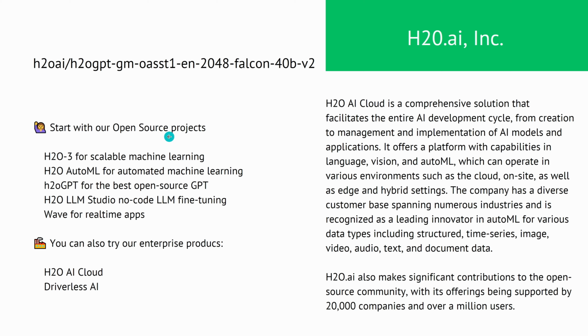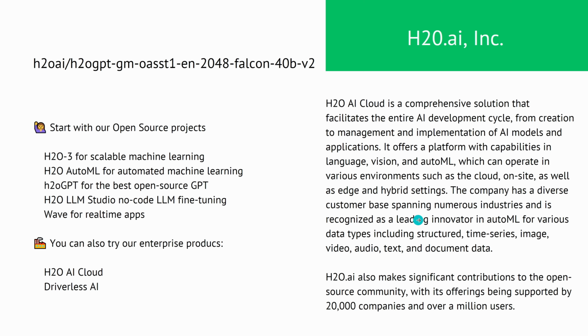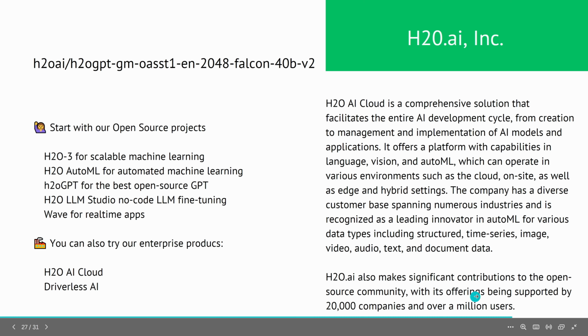And they have a lot of open source projects, AutoML, again, for automated machine learning. Then they have AutoGPT. I will tell you in a second what this is. And they also have a specific Python code you can download, LLM Studio, for no-code LLM fine-tuning. They have a way to build real-time AI apps. This is all open source. And if you're an enterprise, they also have enterprise products for you. What's nice: 20,000 companies, over 1 million users.